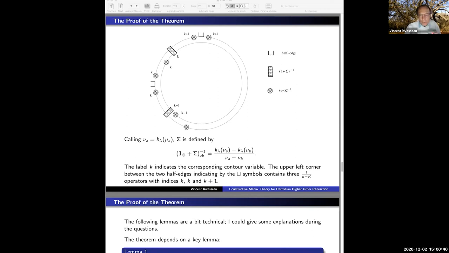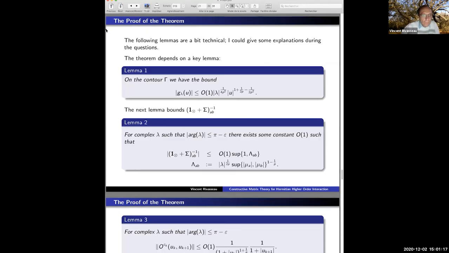The upper left corner between this half edge indicated by the cup symbol contains three 1 over U minus K operators with indices K, K, and K plus 1. The following lemmas are a bit technical. I could give some explanation during the question time.